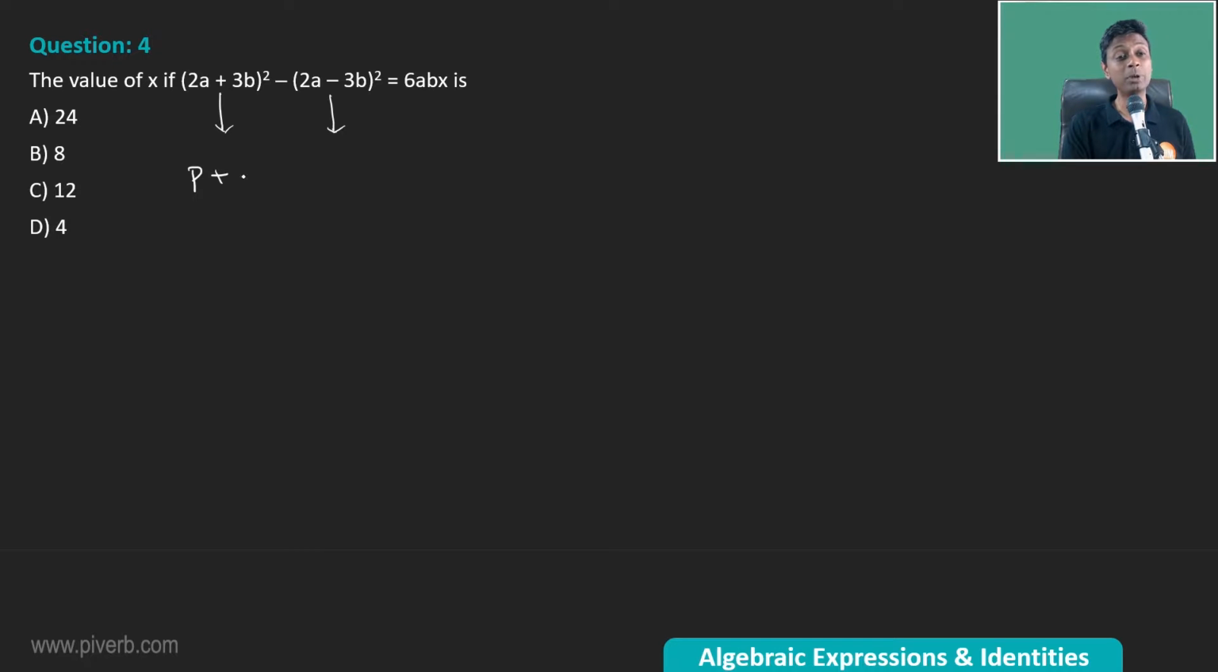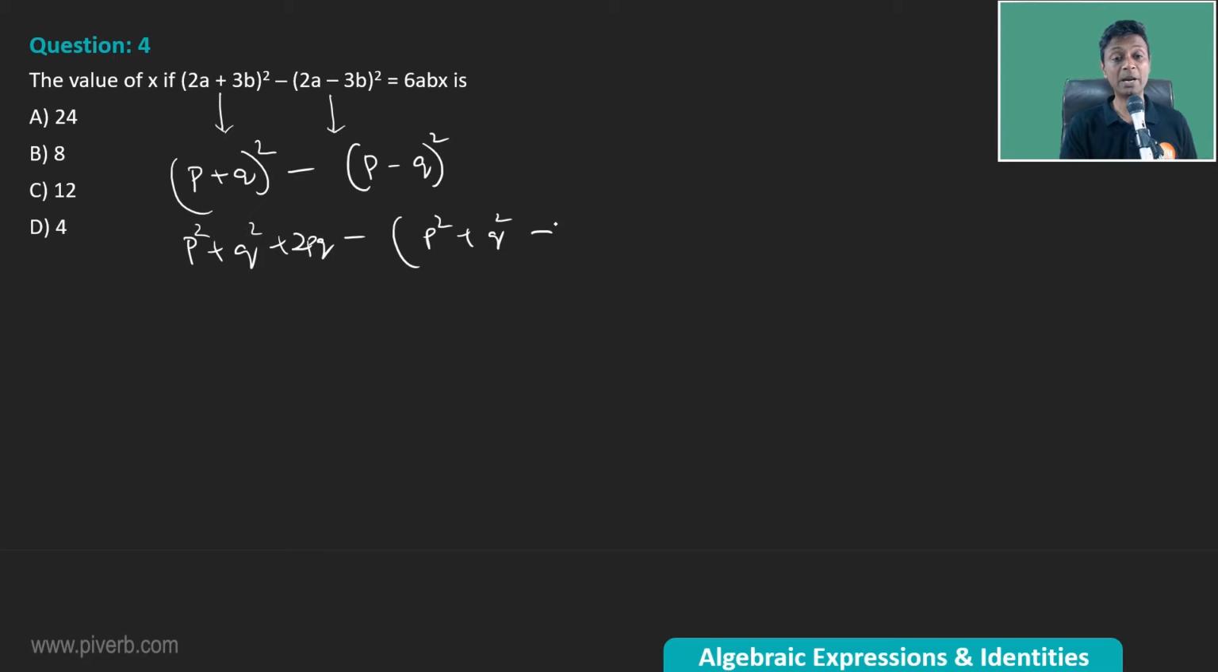I'm going to write it as (p + q)² − (p − q)², because there's already a b sitting here and I don't want to confuse this. So this is p² + q² + 2pq − (p² + q² − 2pq). Therefore, this and this will disappear, this and this will disappear. It will be 4pq.